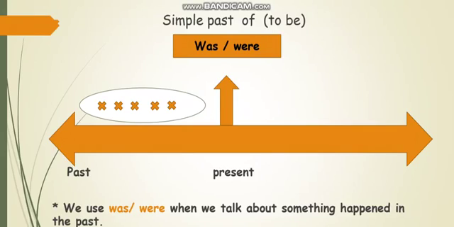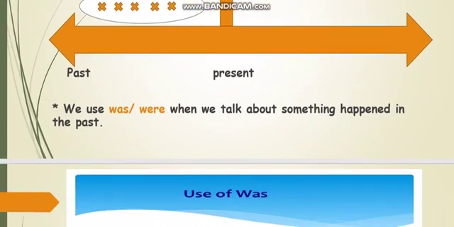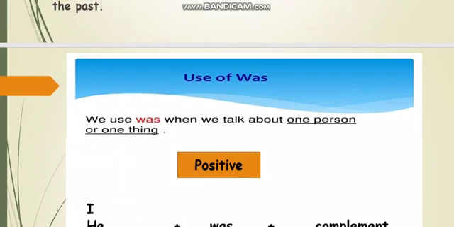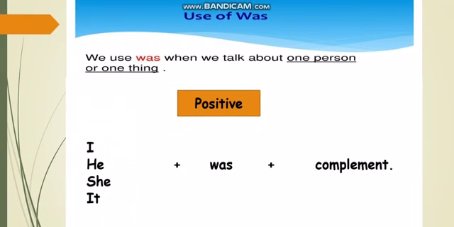We use was and were when we talk about something happened in the past. In the past means before now, before the present time. Okay? Now when we use was and were, we use was when we talk about one person or one thing, like these pronouns I, he, she, it, or singular noun, plus was plus complement.